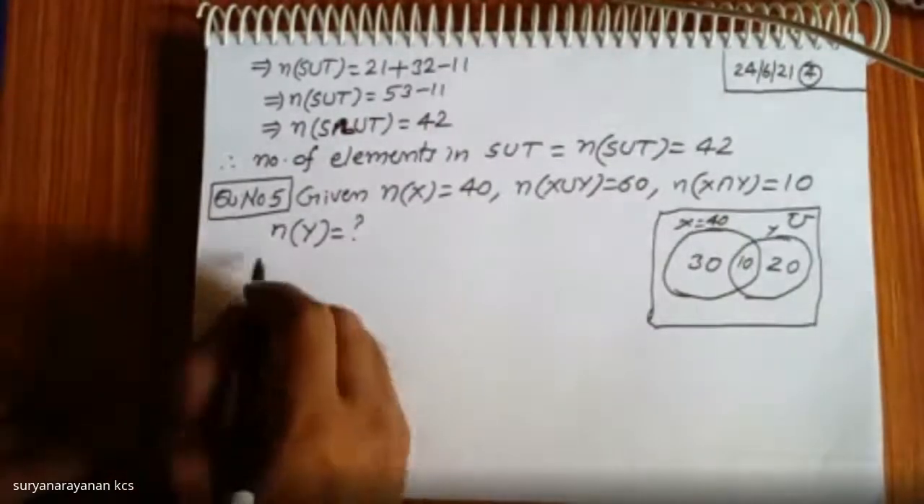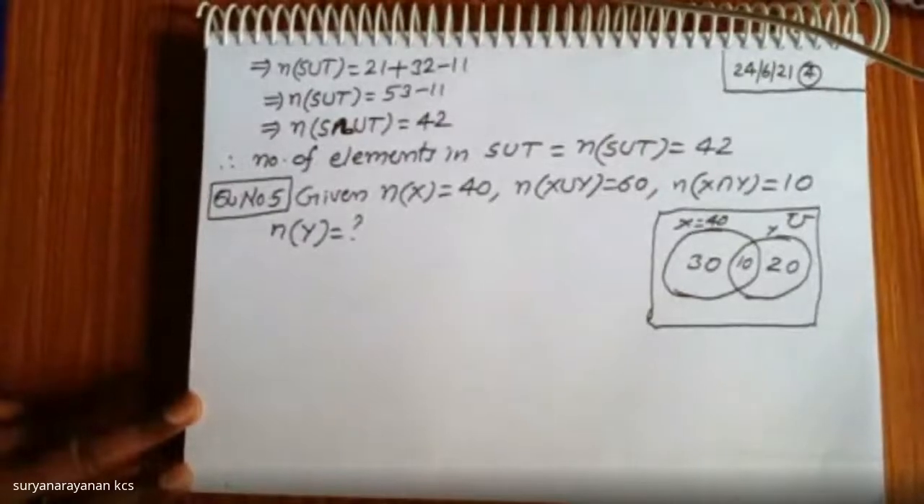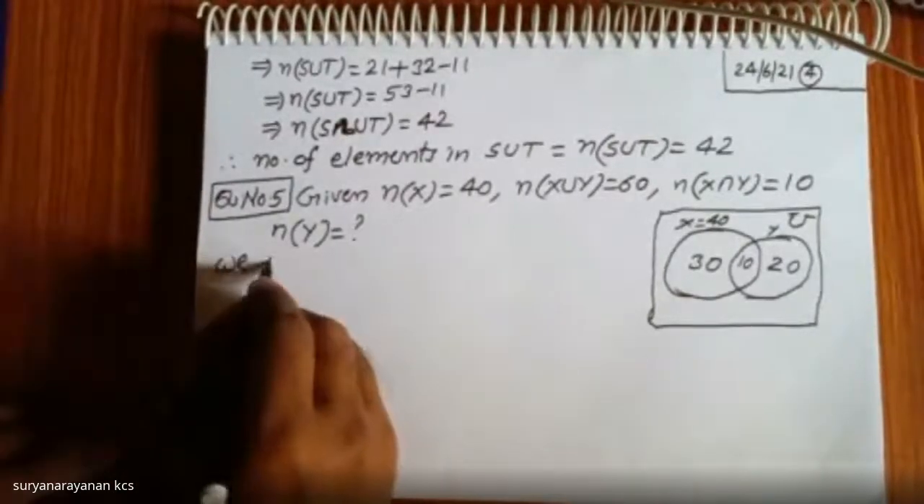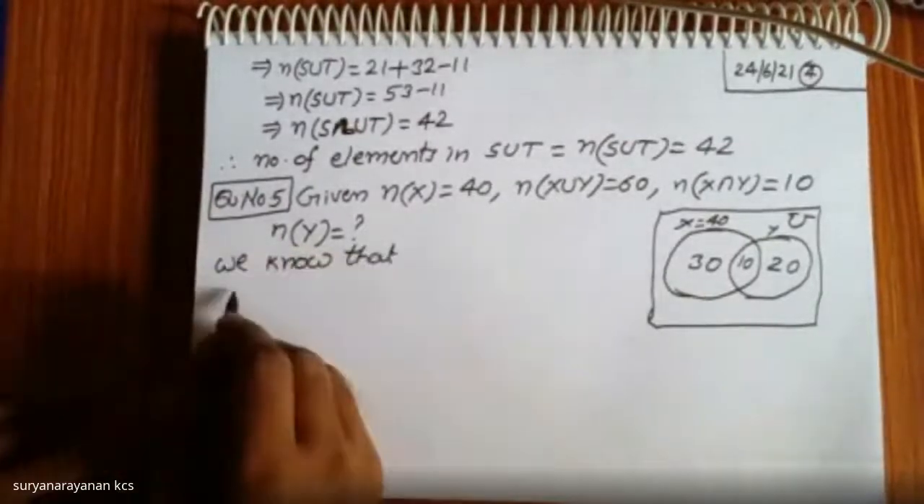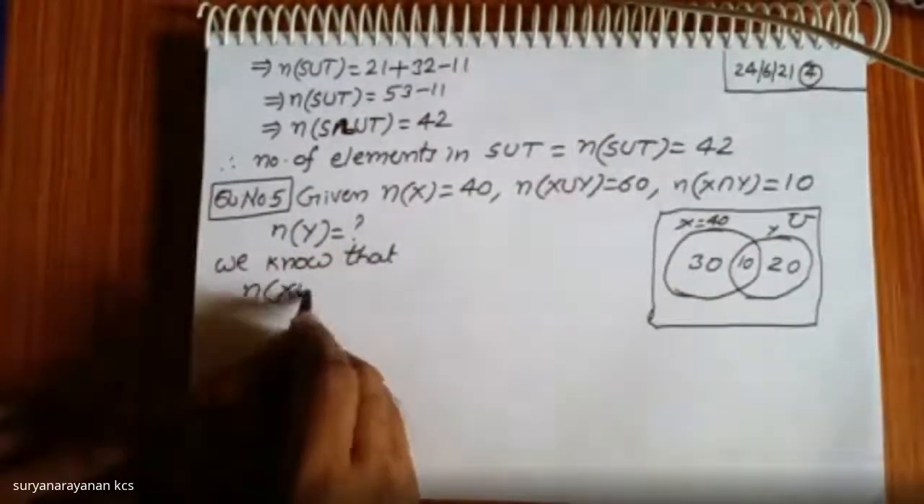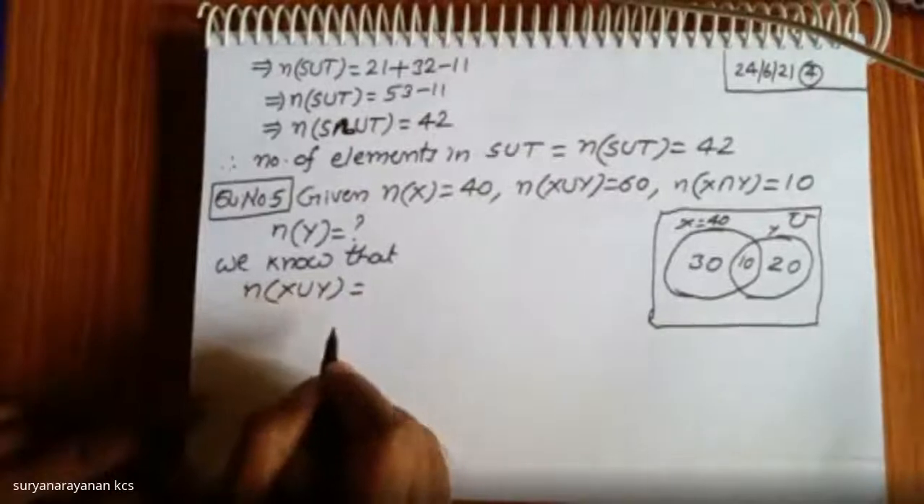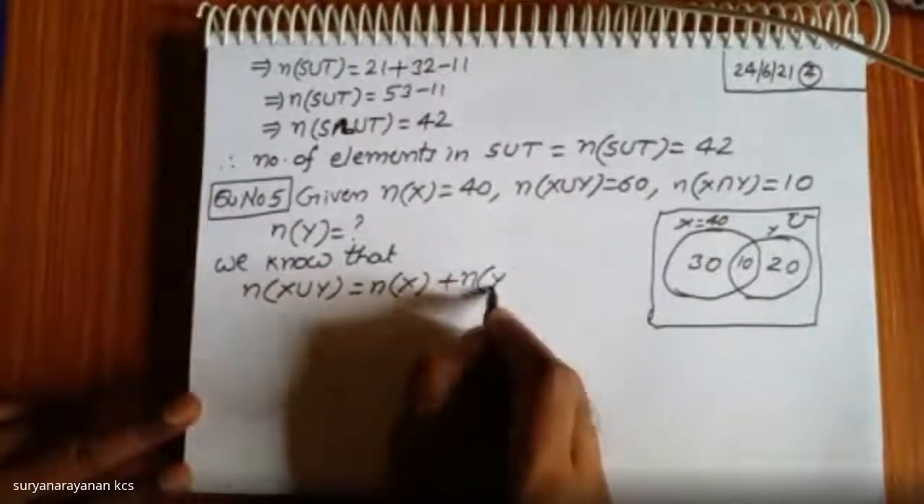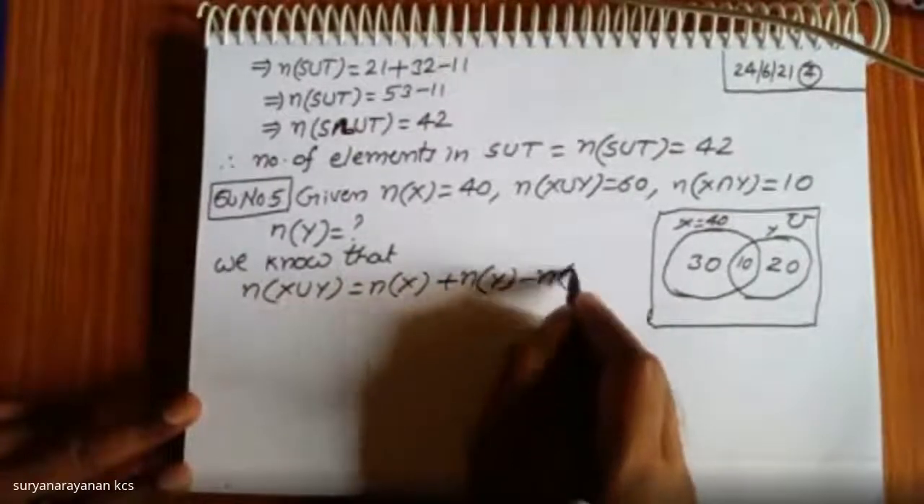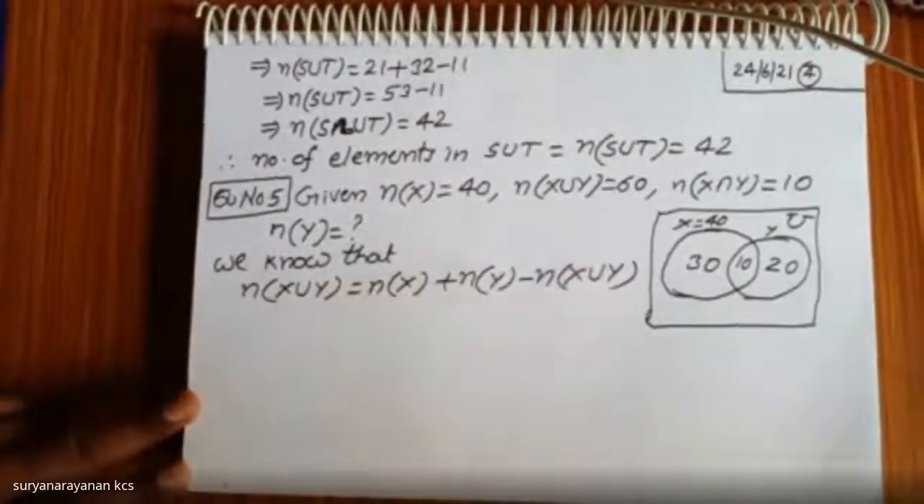Okay. Now, I am using the formula. We know that n of x union y is equal to n of x plus n of y minus n of x intersection y. Okay.